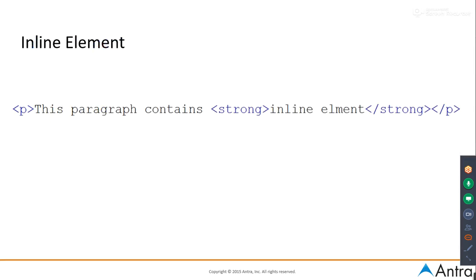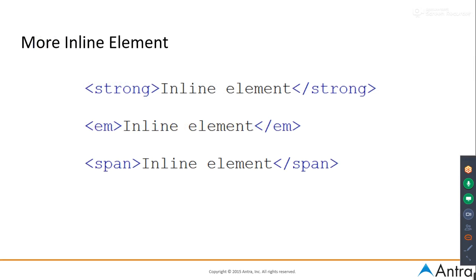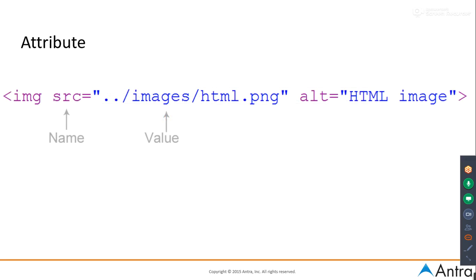There are many other inline elements, examples given here, you can check that. Here we have strong for the bold, and if you want the element to be tilted towards the right, you can go to emphasis. You can see here the second text, inline element, is a little bit tilted towards the right, right? It's bent towards the right, so that is emphasis.